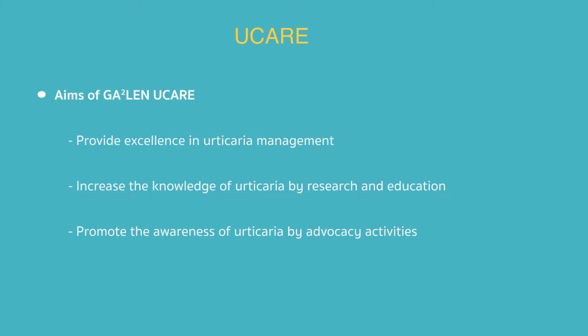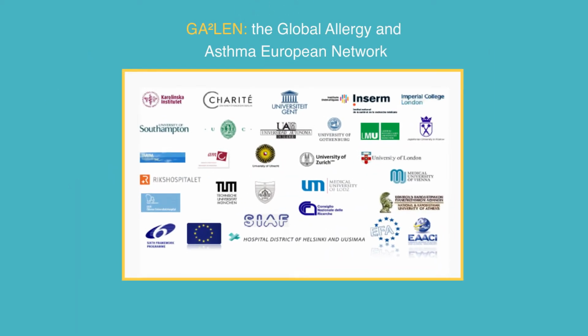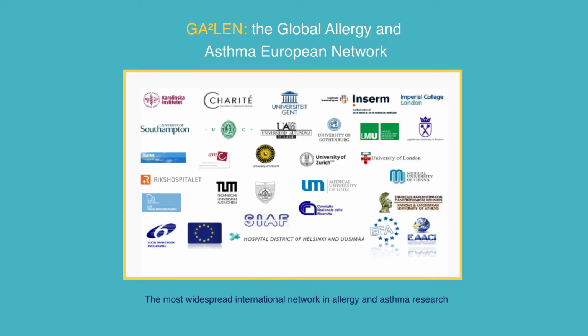The main aims of GA²LEN UCARES are to provide excellence in urticaria management, to increase the knowledge of urticaria by research and education, and promote the awareness of urticaria by advocacy activities. GA²LEN is a global allergy and asthma European network. It is now the most widespread international network in allergy and asthma research.